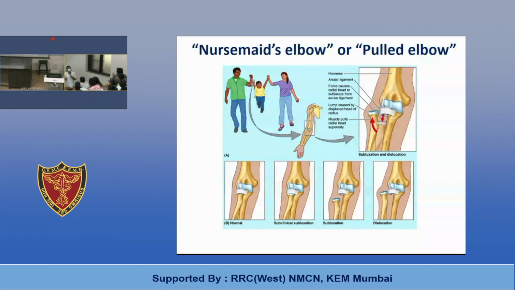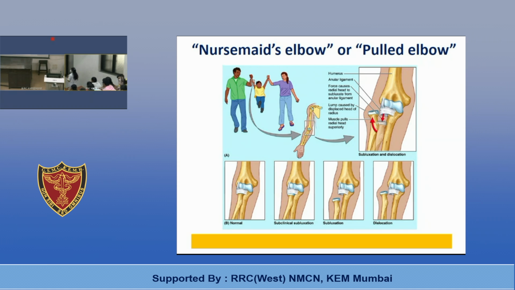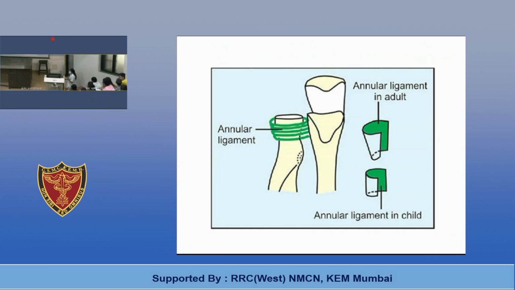What is the difference between dislocation and subluxation? Dislocation means complete separation of articular surfaces, whereas subluxation is partial dislocation of the articulating surfaces. Forceful supination will bring the head of radius back into the osteofibrous ring in this condition. Remember this condition, there could be an MCQ related to it and why this occurs in children only. Here you can see the annular ligament in a child and in an adult, how the shape is different and how it affects.